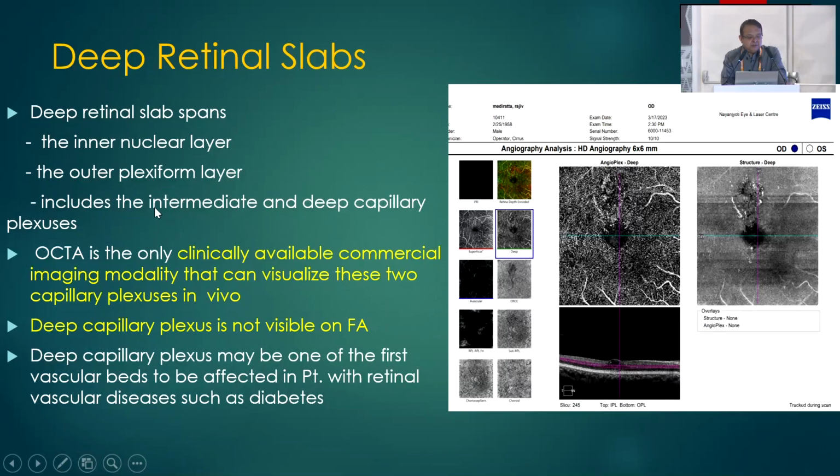The outer plexiform layer includes the intermediate and deep capillary plexus. OCTA is the only clinically available imaging modality that can visualize these two capillary plexuses: one is the deep capillary plexus and the other is the intermediate capillary plexus. The intermediate capillary plexus can only be defined in machines from Heidelberg. Other machines, Topcon and Zeiss, cannot define the intermediate capillary plexus.